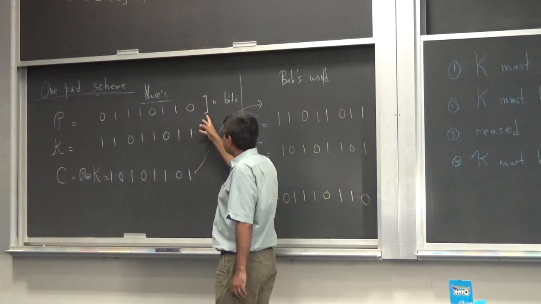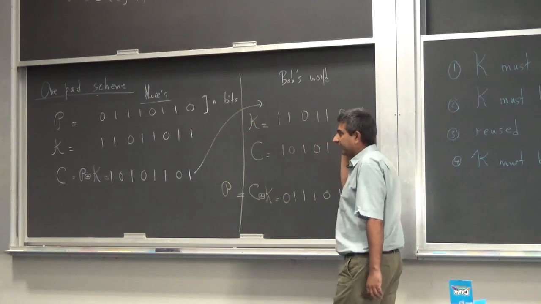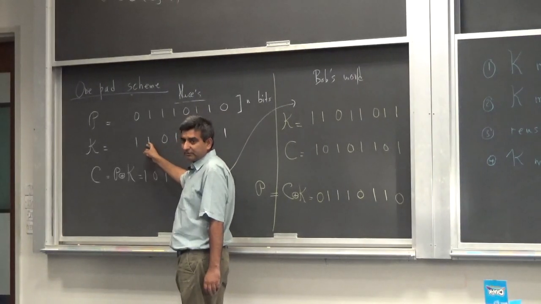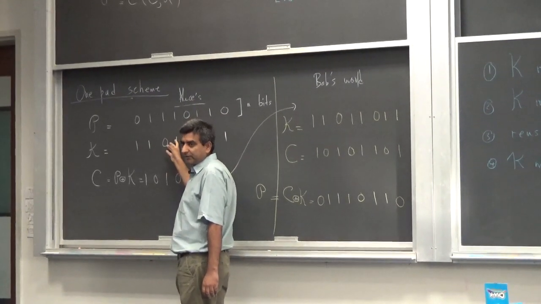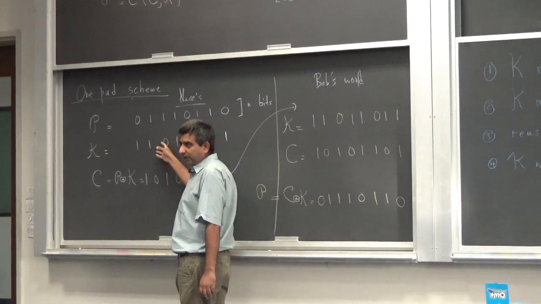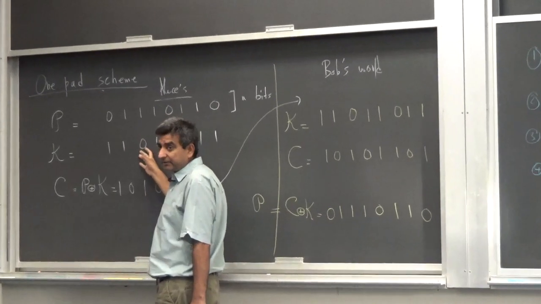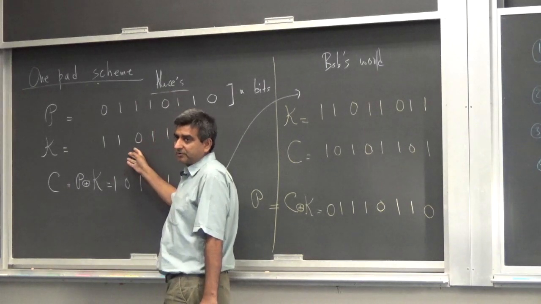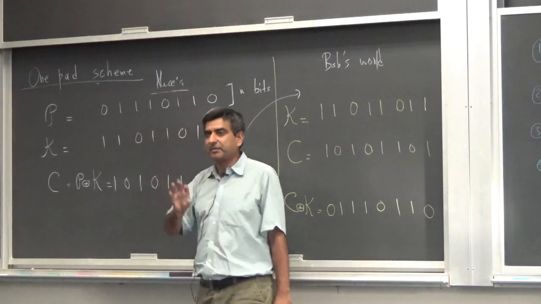Things really become more clear if this n is long. If n is long, you can look at the frequency of the ones, the frequency of the zeros, and you could also analyze if there are any patterns in this. Really, you would like to look at the entropy of this message to determine that this is a truly random key.